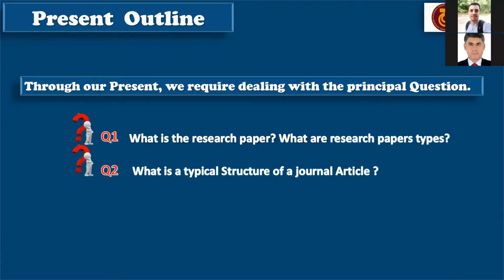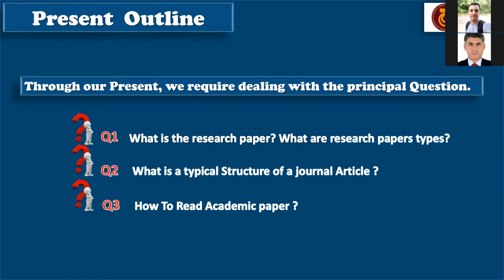The second question we need to answer: what's the typical structure of a journal article? It means a journal article really has a structure, and we must understand it. The third question we need to answer is how to read an academic paper. In this session, inshallah, in the last 10 minutes or 5 minutes, I will practically teach you how to read an academic article or academic paper quickly.